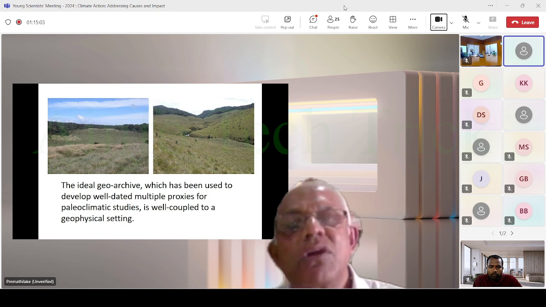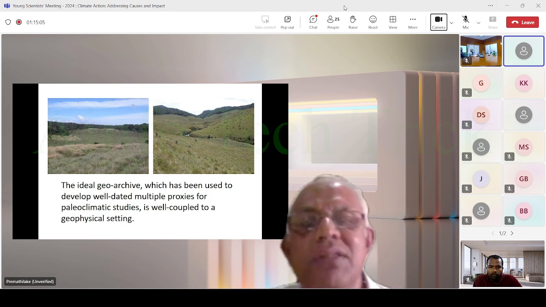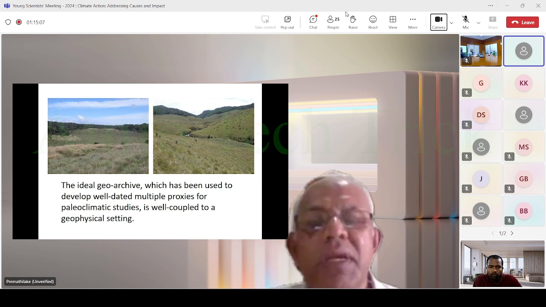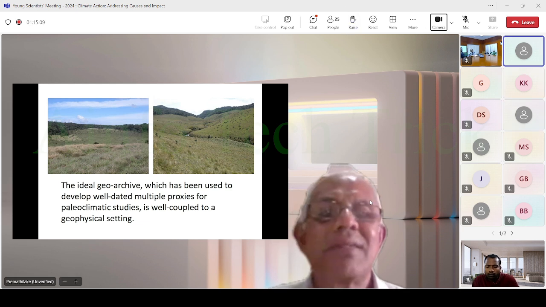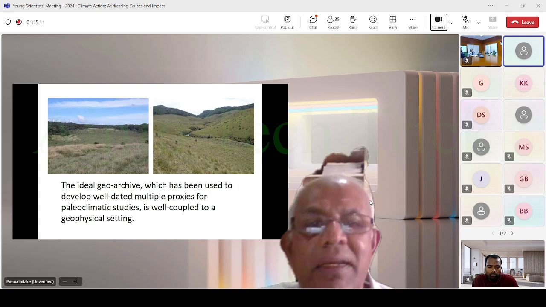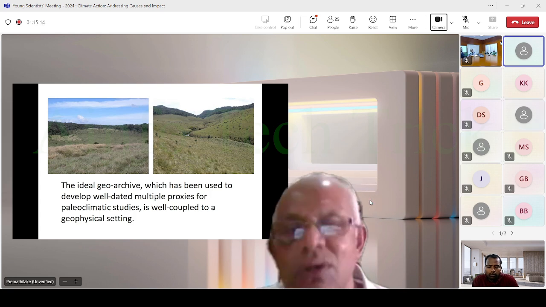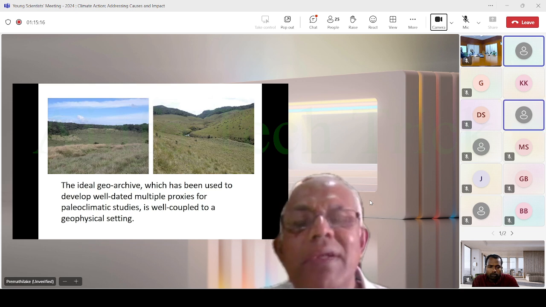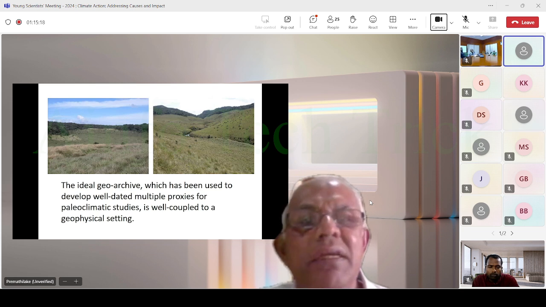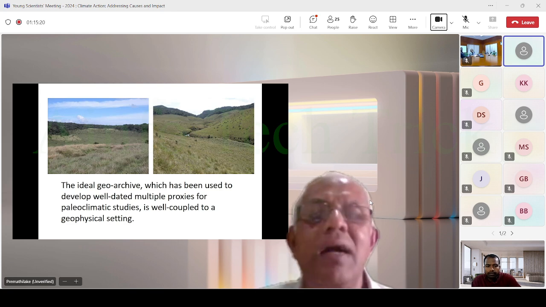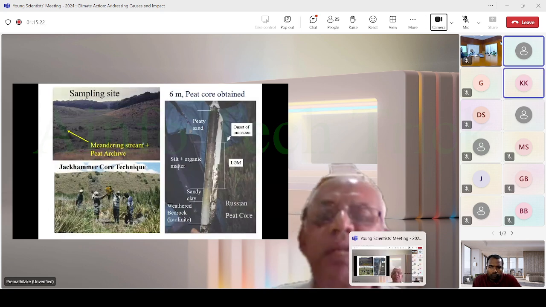The surrounding area has a lot of hills and is very much isolated, and the disturbance is very minimal. The forest growing there is a highly protected area, so there are no disturbances, and we can easily find better high-resolution archives and well-preserved sediments there.